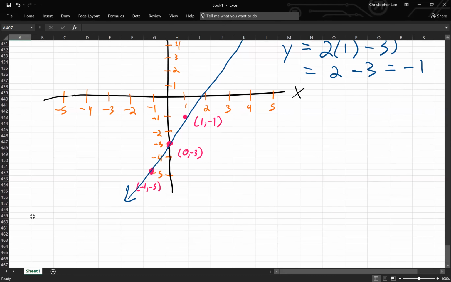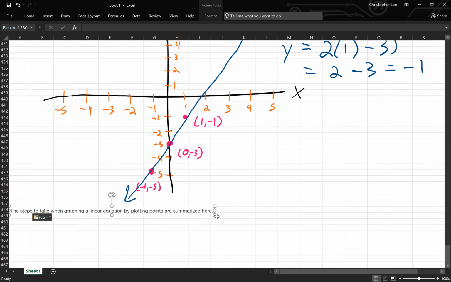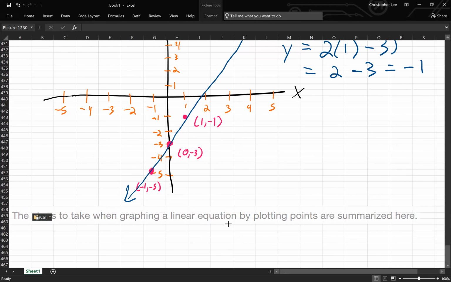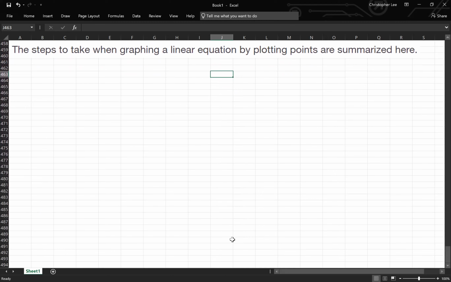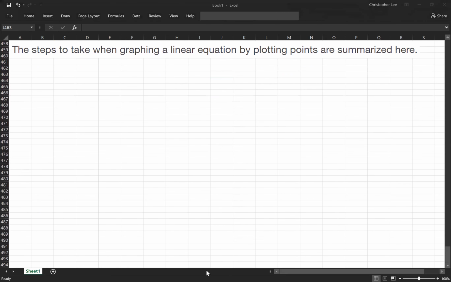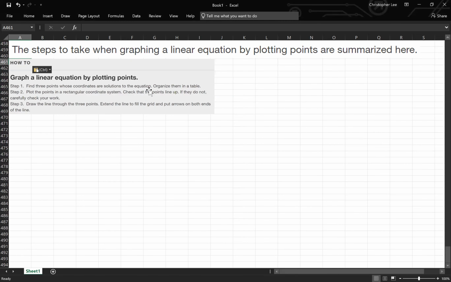Now I could feel somebody in the back was like, yo, could you just write the notes for me? Because I'm not getting it. I got you, right? So the steps to take when graphing a linear equation by plotting the points are summarized here. So I got you. Give you a little how-to, right? There you go. Boom.